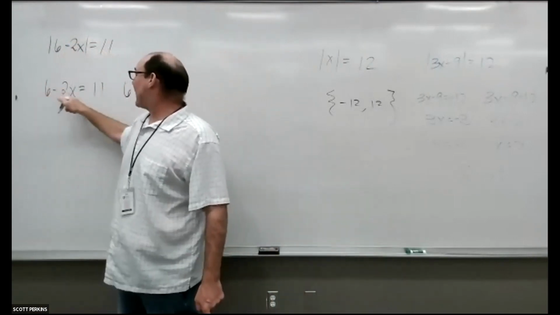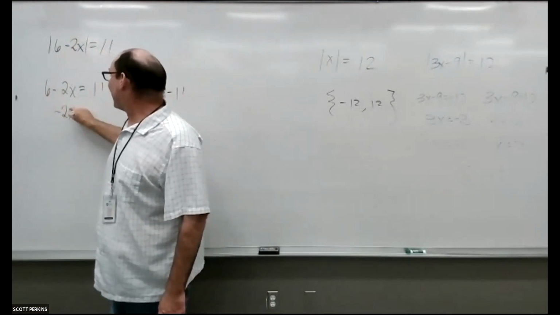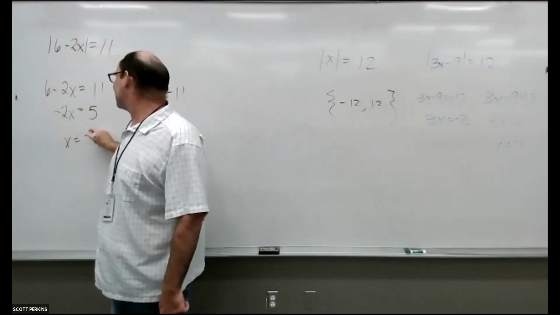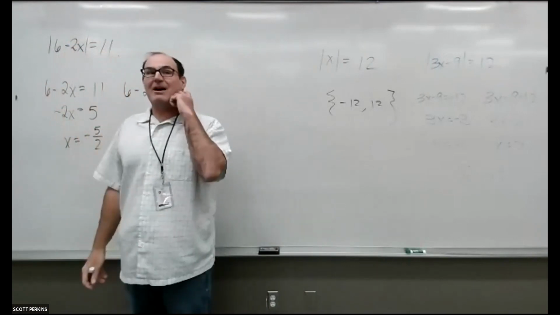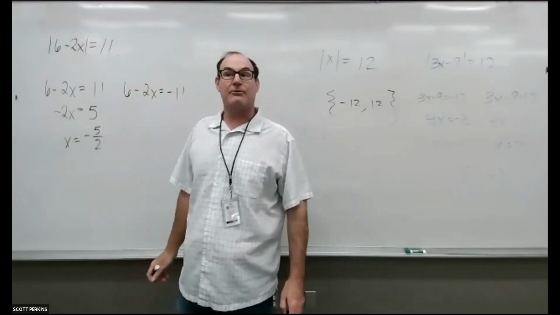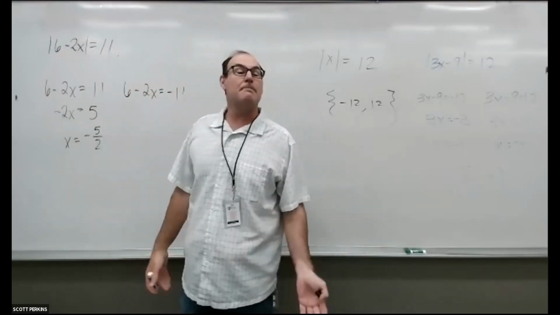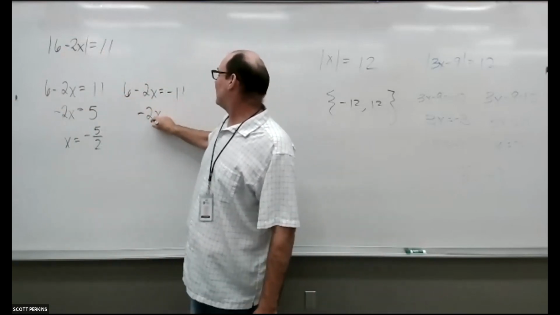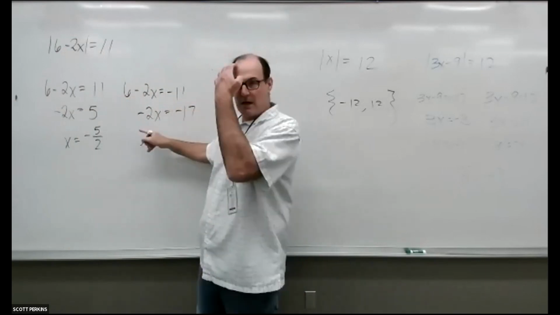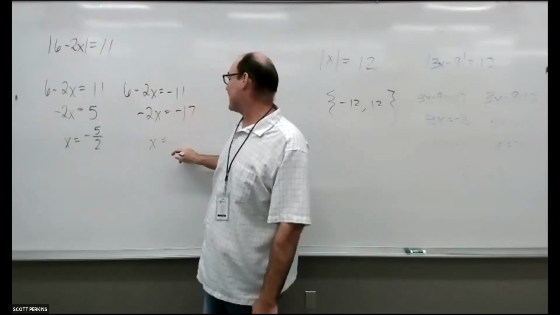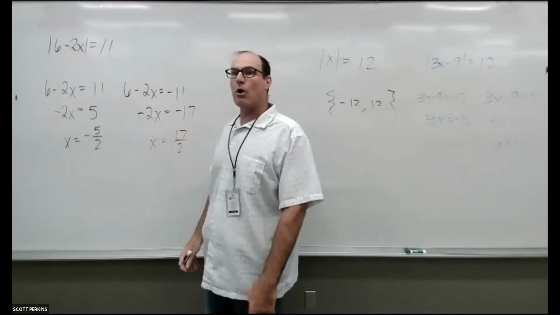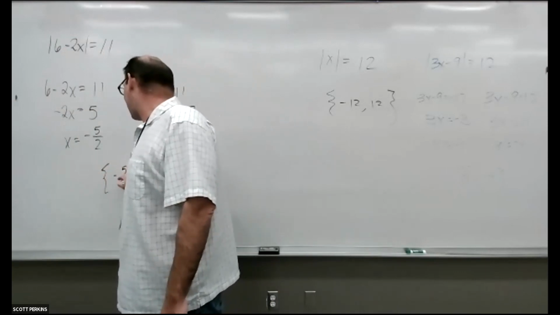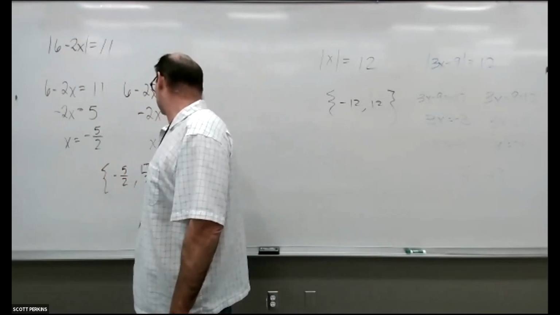So first one, I'm going to subtract 6 from both sides, and I get negative 2x is going to be equal to 5. When I divide both sides by negative 2, I get x is negative 5 halves, or negative 2.5. I don't mind decimals as long as it's a terminating decimal. If it's some sort of repeating decimal, like a third or something, I prefer the fraction. Over here, I'm going to subtract 6 from both sides, and I get negative 2x is equal to negative 17. This time when I divide both sides by negative 2, I get positive 17 halves, or 8.5. My two answers then are negative 5 halves and 17 halves.